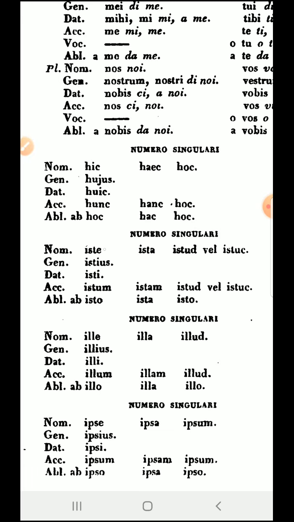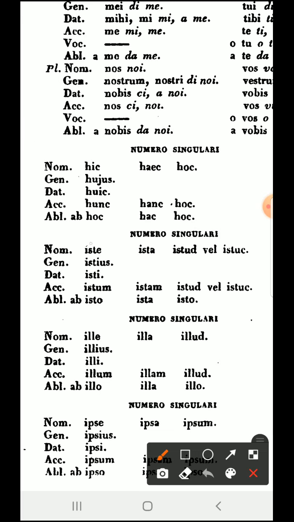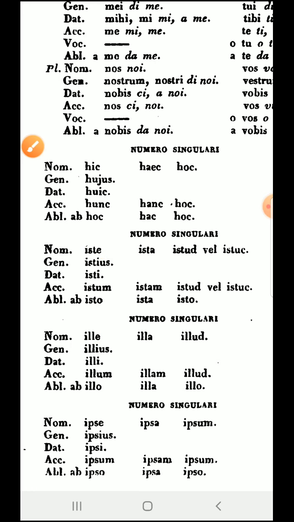What you'll notice is that iste and ille look very much alike in their declension. So if you learn the declension of iste, you've pretty much learned the declension of ille. All you have to change is the stem from ist to ill. The endings are the same. So let's walk through the declension of iste. And as I said, once we learn iste, we'll also know ille.